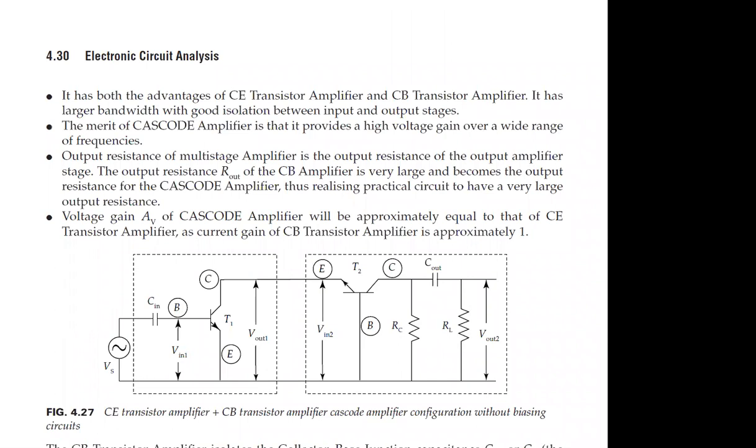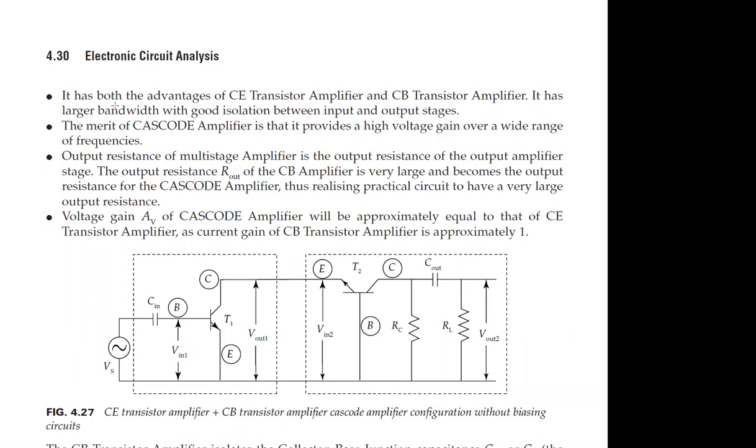That is, it has larger bandwidth with good isolation between input and output. The major advantage is the larger bandwidth. The bandwidth is very large, with good isolation between input and output stages. Similarly, it provides high voltage gain over a wider range. For this bandwidth, we are getting the higher voltage gain, since it has the larger bandwidth.